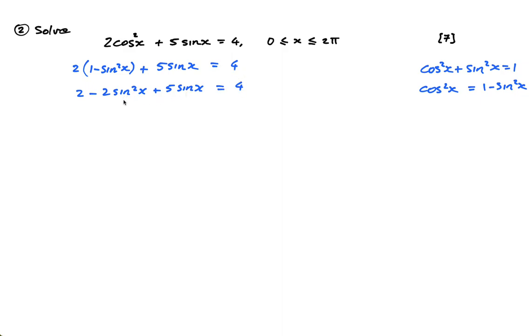I'm actually going to move these to this side here, just because I have a negative 2 sine squared here. So I'm going to have 2 sine squared x minus 5 sine x, and then plus 4 minus 2 is plus 2 equals 0. Just check, make sure that you know how I've done that.